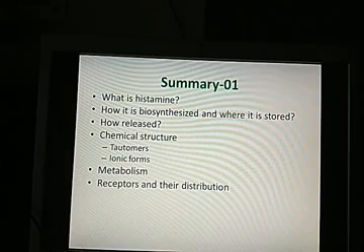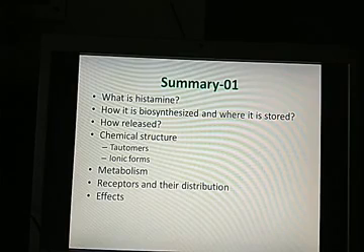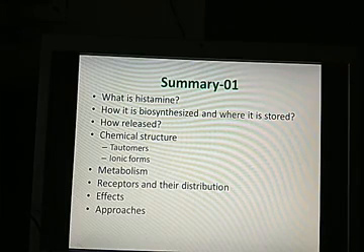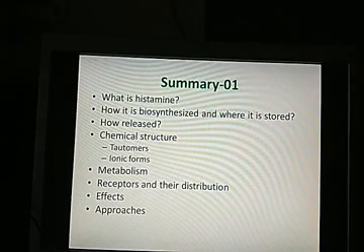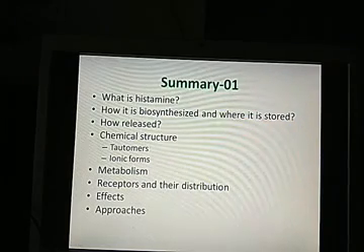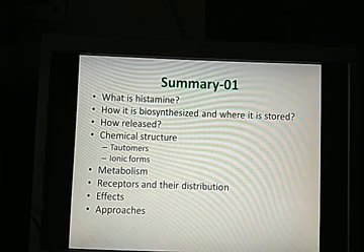Then at the last we discussed the receptors of histamine: H1, H2, H3 and H4, and we also discussed their distribution. We also discussed the effects of histamine, and at the last we also discussed the approaches to minimize the effect of histamine, and these included physiological antagonism, inhibition of release, and pharmacological antagonism, that is antihistaminics. And we will discuss more about antihistaminics in the next video.